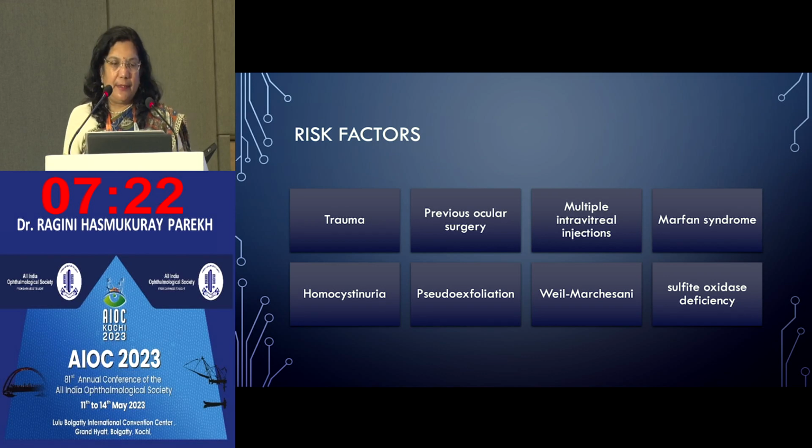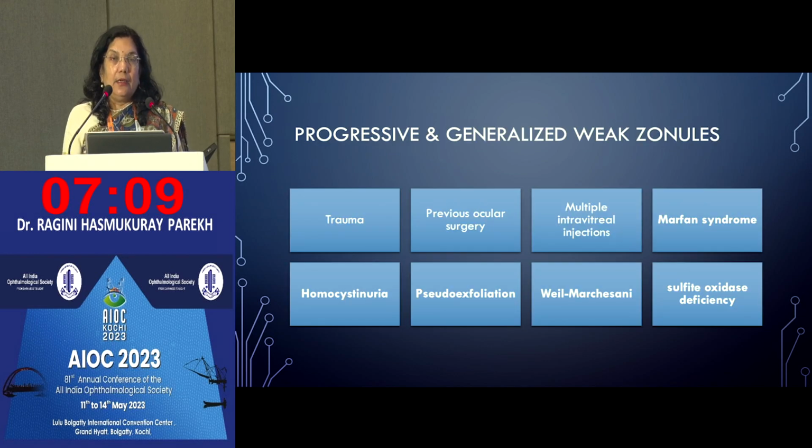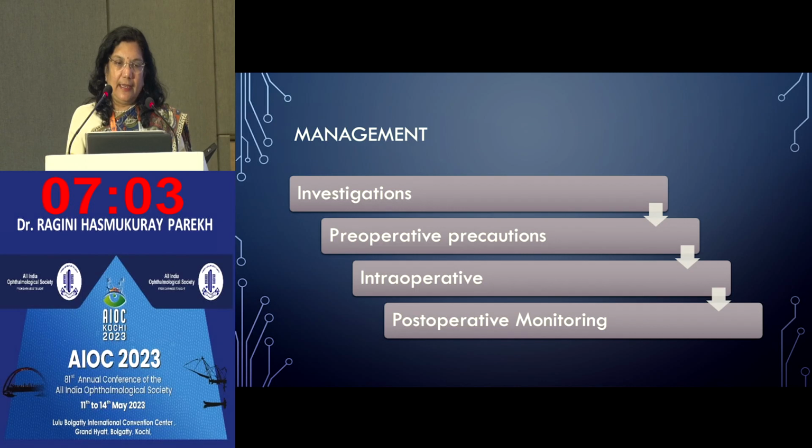Syndrome, there is always subluxation, homocystinuria, pseudoexfoliation, Weil-Marchesani syndrome, sulfite oxidase deficiency. So these are the factors where you will find a patient with a subluxated cataract. In which cases will be progressive: trauma, ocular surgery, and all that will also cause progressive weakness.